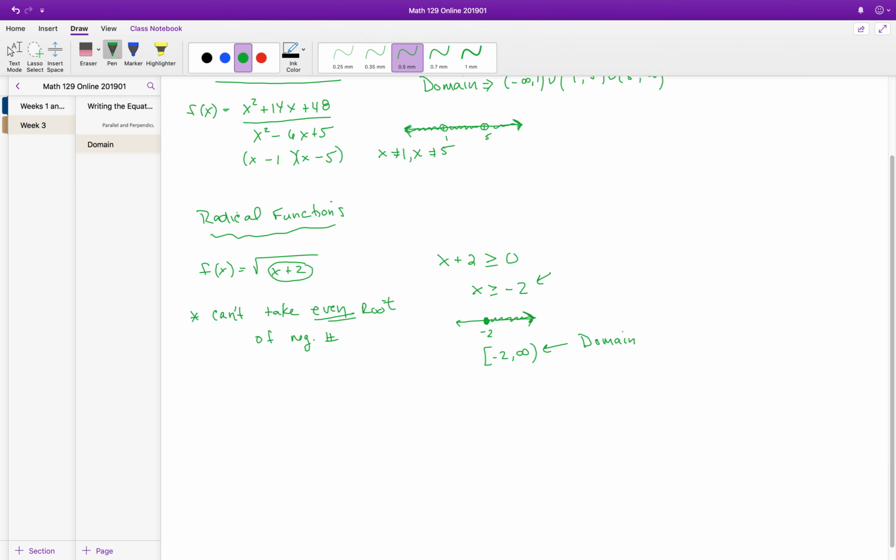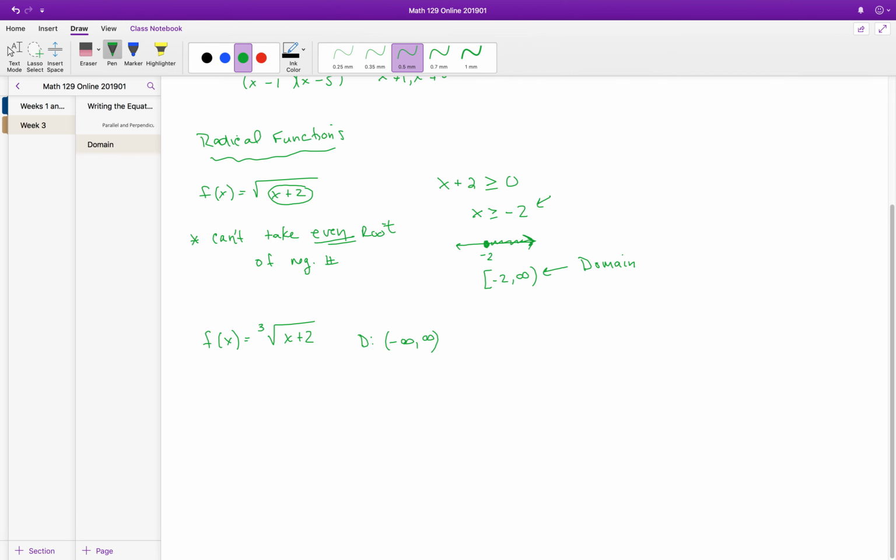Now, sometimes a trick question is if you're looking at a function that's an odd root. So like, let's say it was the cube root of x plus 2. You can take the cube root of a negative number, so this is sometimes seen as a trick question. If the index of the radical is odd, again, you can take the odd root of a negative number. So the domain is all real numbers here. There's nothing that x can't be. It's kind of a trick.